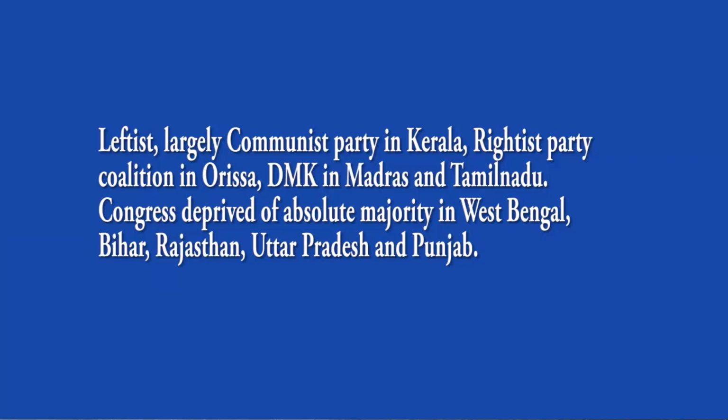Apart from this first landmark event of 1967, the second was the growth of regional power and parties. There were many regional powers which did not perhaps seize state power at that time, but they were on their way. So we find in Kerala, the leftists, largely the Communist Party, in Orissa, the rightist party coalition, in Madras, the DMK, they all came to power. In West Bengal, Bihar, Rajasthan, Uttar Pradesh, and Punjab, regional parties did not seize power at that time, but Congress lost its absolute majority, which was the first after independence.